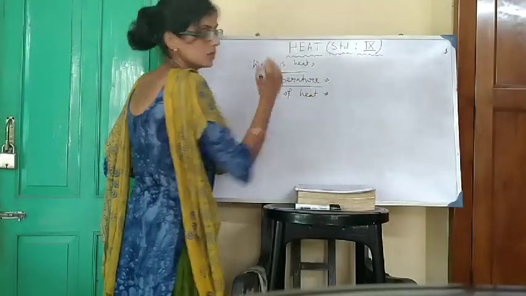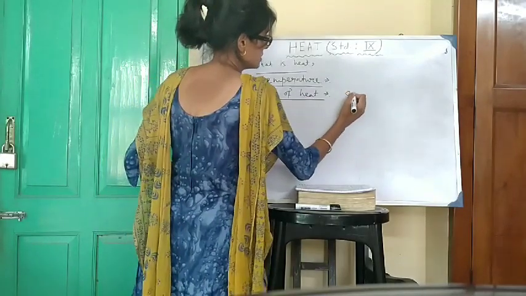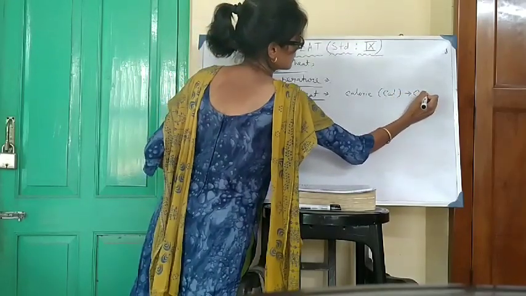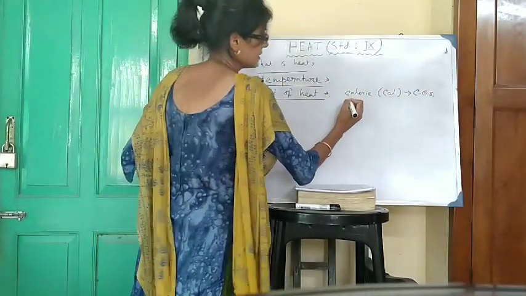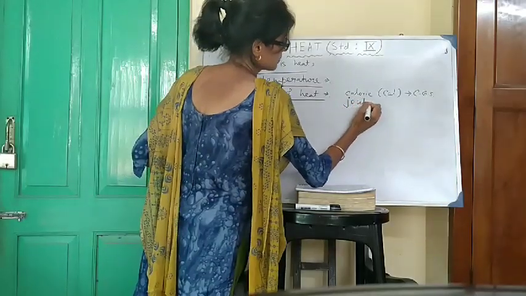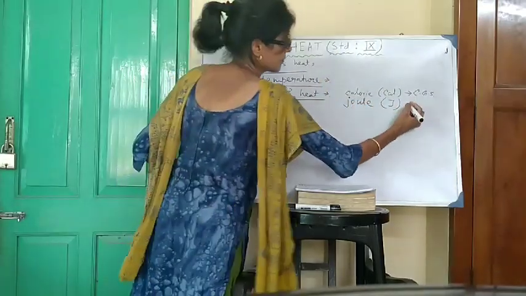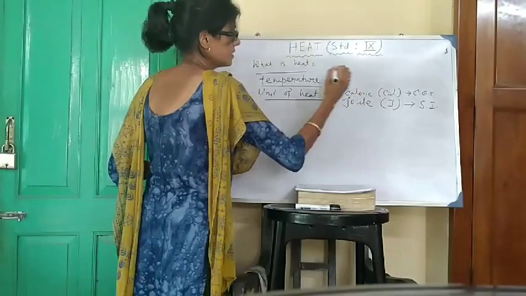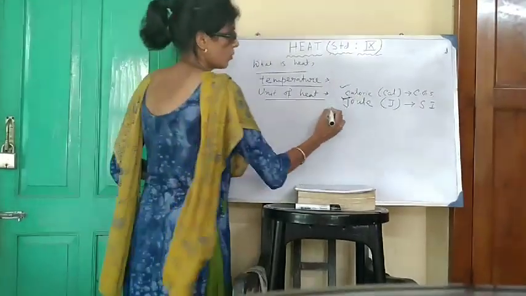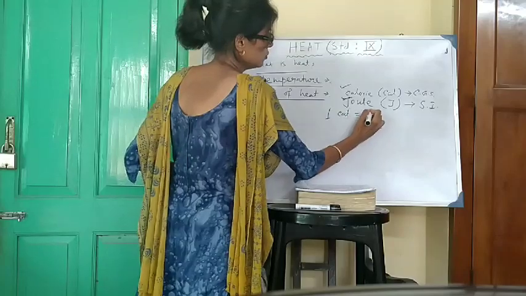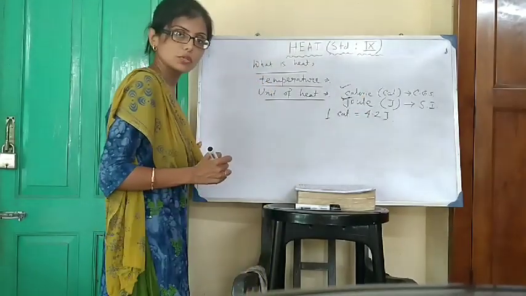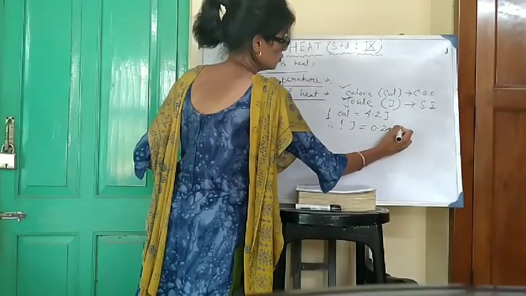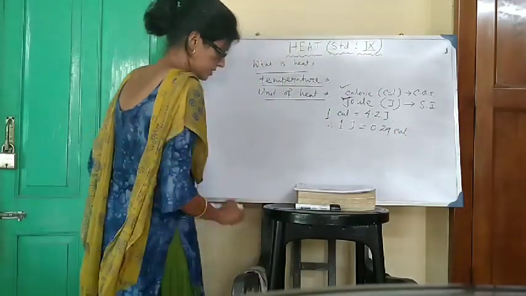Unit of heat. What is the unit of heat? CGS unit, calorie, or in short, cal. In SI unit, joule. In short, capital J. What is the relation between CGS and SI units of heat? 1 calorie is equal to 4.2 joule. In reverse way, 1 joule is equal to 0.24 calorie. This is the approximate value.